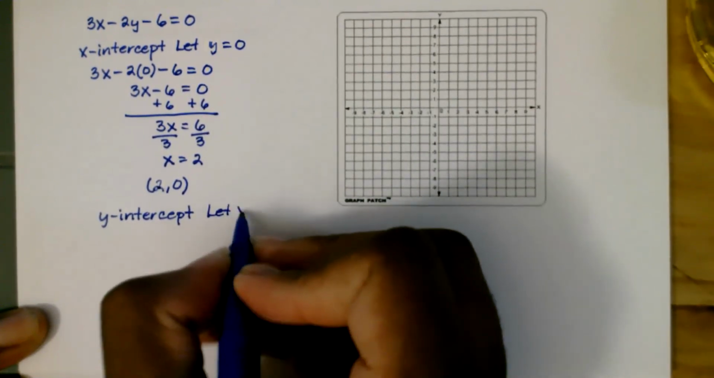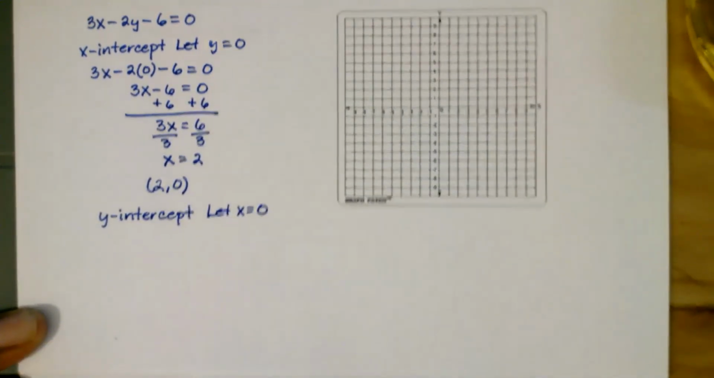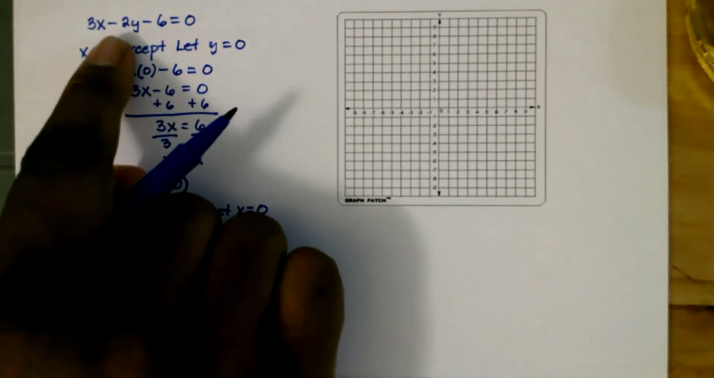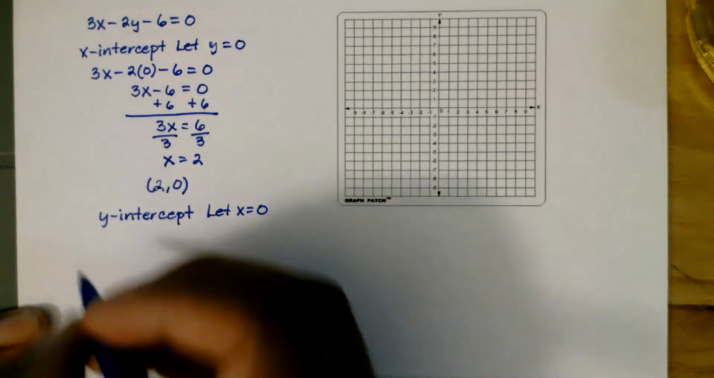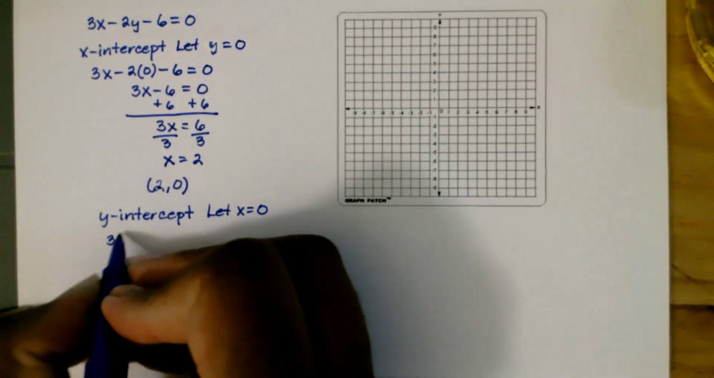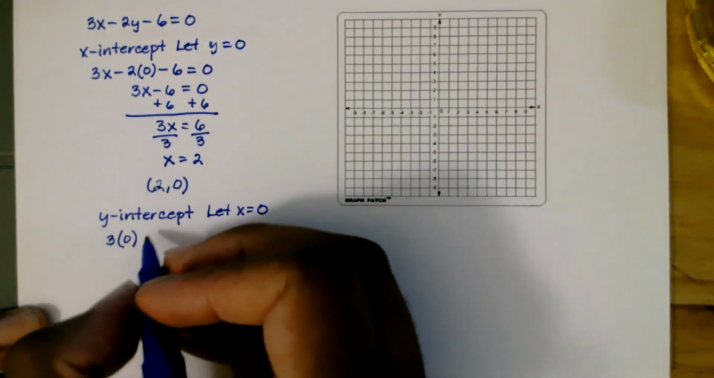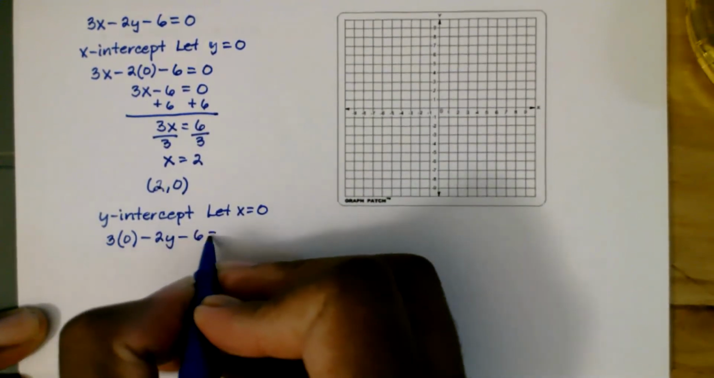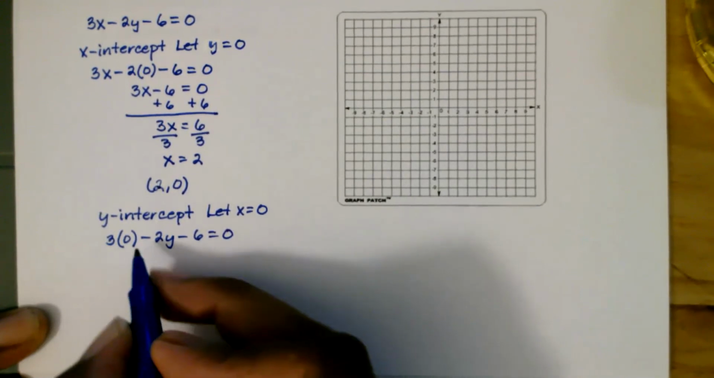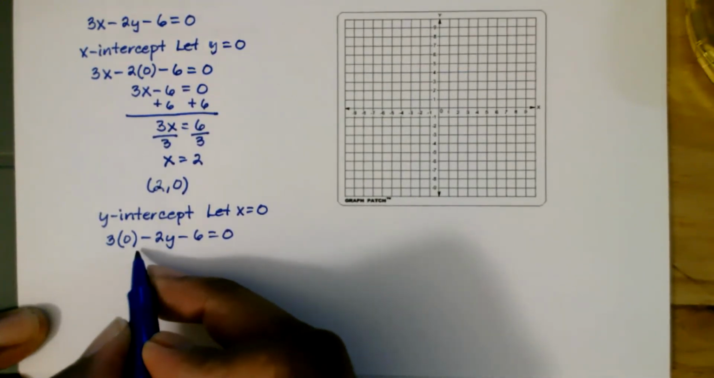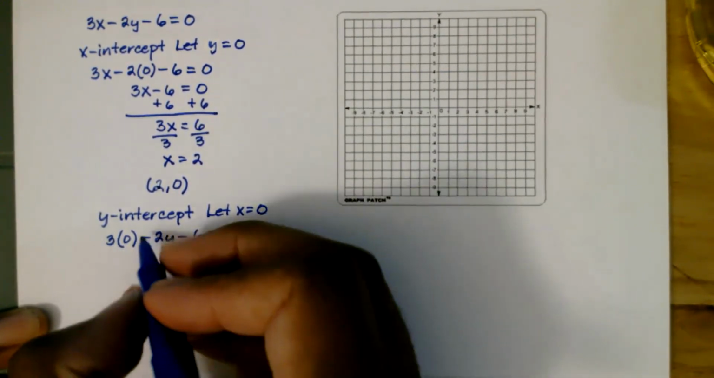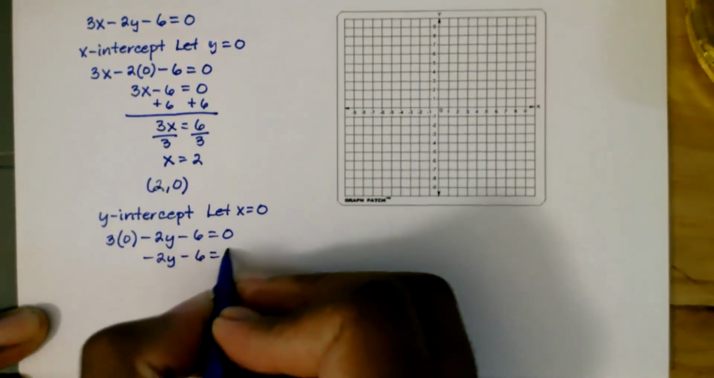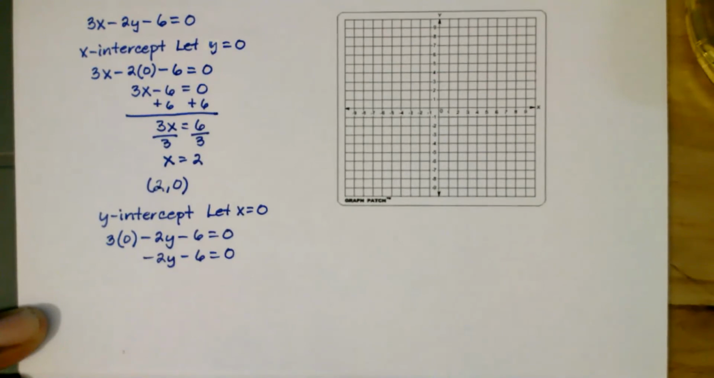Here, we let x equal 0 and solve for y. So in this equation, 3x minus 2y minus 6 is equal to 0, we just replace the x with 0. So it'll be 3 times 0 minus 2y minus 6 is equal to 0. Well, 3 times 0 gives me 0. So you're only going to be left with negative 2y minus 6 equal to 0.